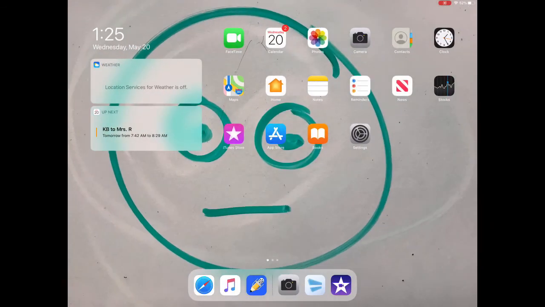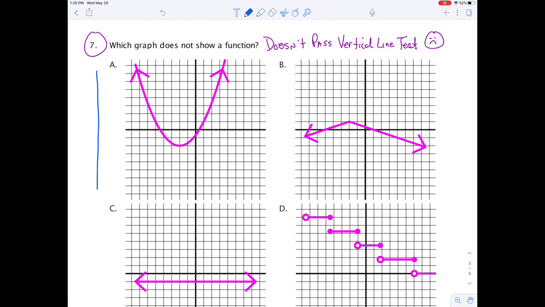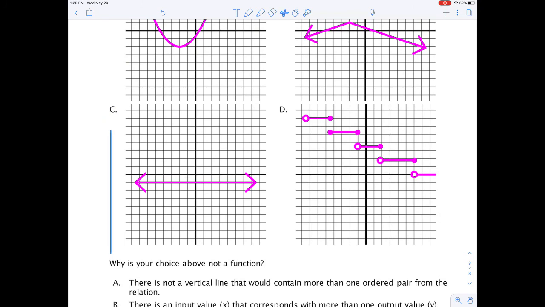So we're looking for things that are functions. And in this example, I'm going to go ahead and make myself a vertical line, and I'm going to drag it around here. This only ever touches at one spot at a time. Same thing here. So A and B are both functions. So you choose C or D. Which one do you think fails this test? When I drag the line across it, it's going to hit more than one spot. And that's right. C passes the test, but D fails the test right here.